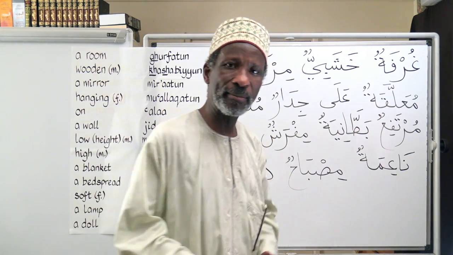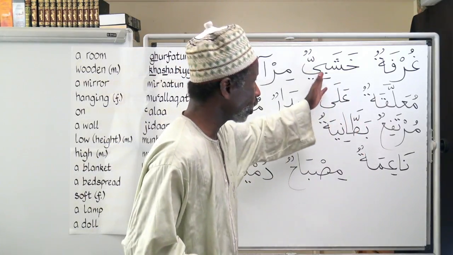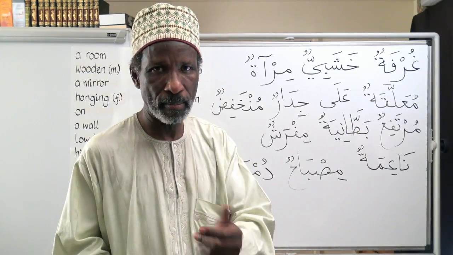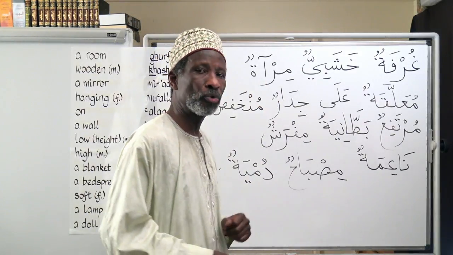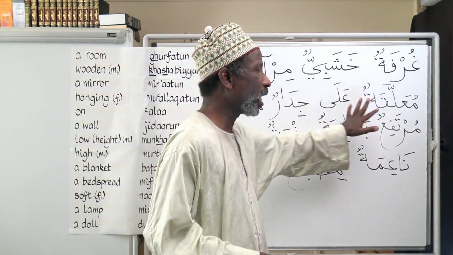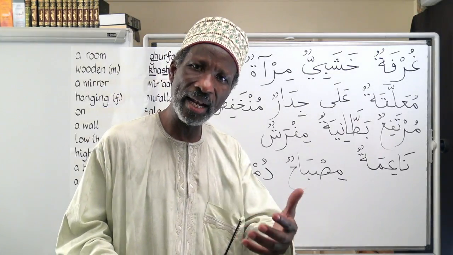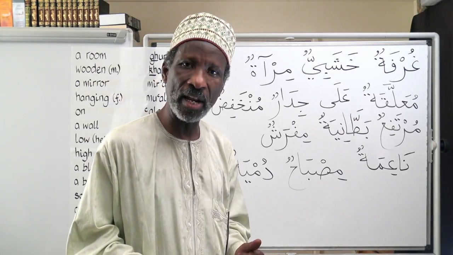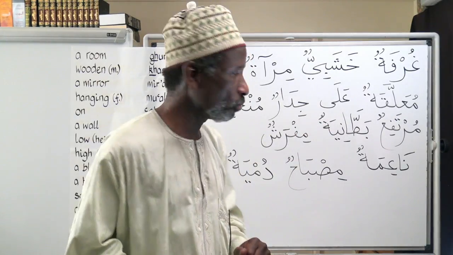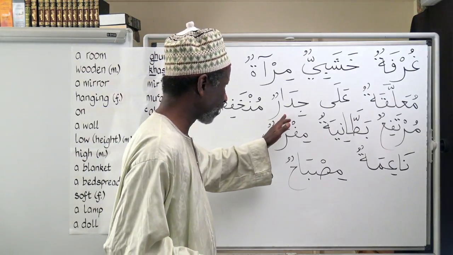غرفة, that means a room, and that is a noun. خشبي, wooden. Wooden is an adjective, masculine. مرآة, a mirror, a noun, and is feminine. معلقة, hanging, and that is an adjective, and is feminine. على, preposition, on. جدار, a wall, that's a noun.